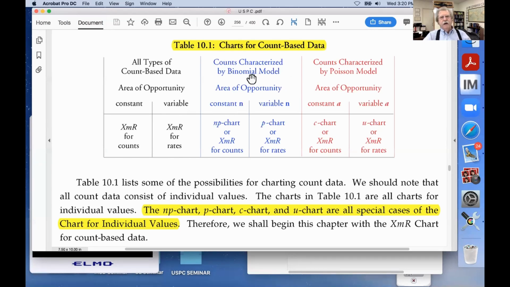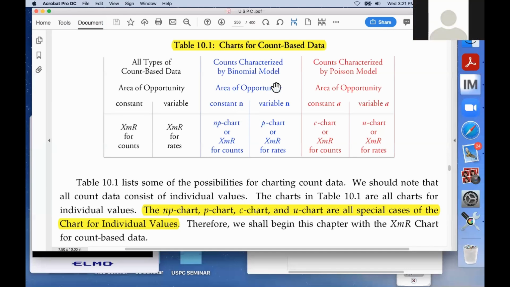If your count data are characterized by a binomial model, then... I have questions up. Yes, question, Henry. Yeah, so for the area of opportunity, should I think of constant being a constant interval between the data? Constant is very, very loose. The general rule of thumb here is plus or minus 30%. So it doesn't have to be really constant, just roughly constant.